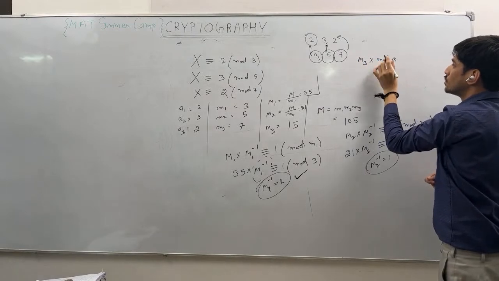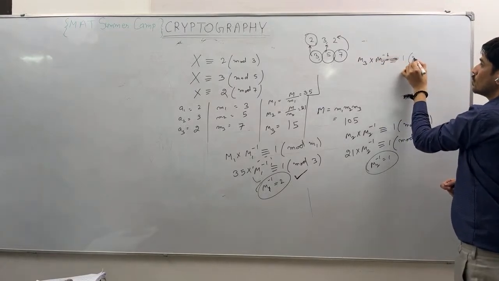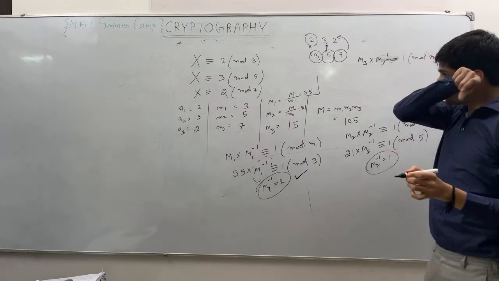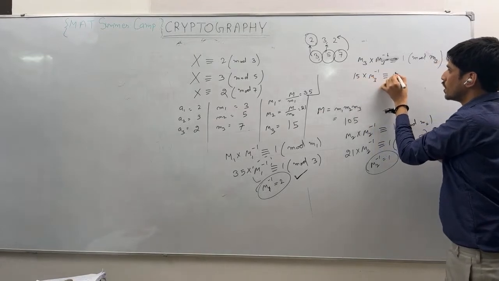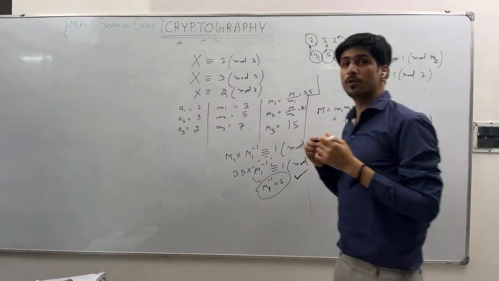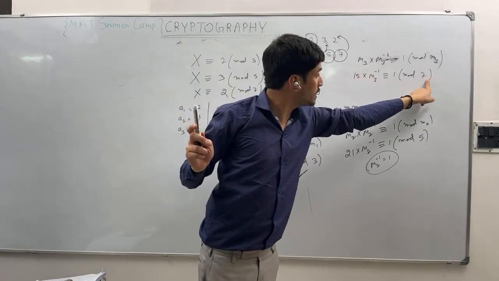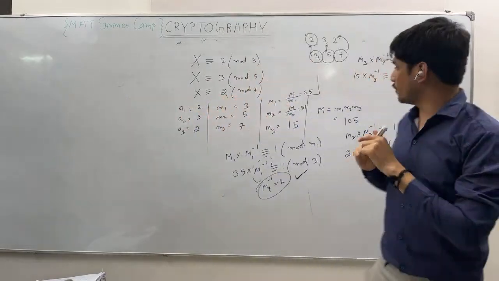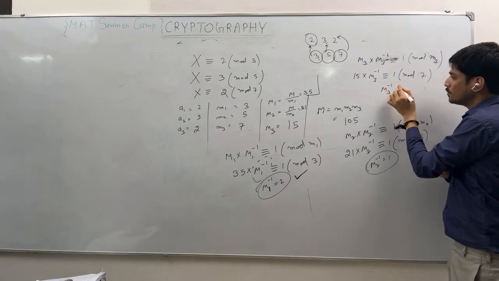Similarly, how can you find m3? M3 times m3 inverse is congruent to 1 mod small m3. Now what is capital M3? 15. This will be m3 inverse congruent to 1 mod small m3, which is 7. Now all of you try. Can I put m3 inverse equal to 1? No. If you put 1, then this will be 15. 15 divided by 7 will leave the remainder 1. So what is m3 inverse?